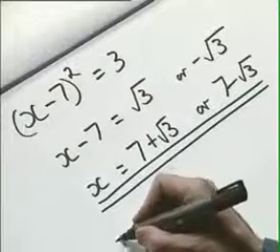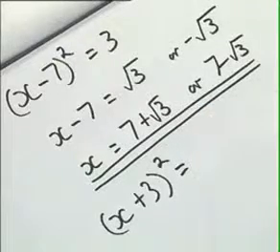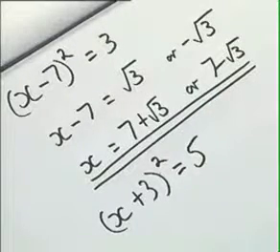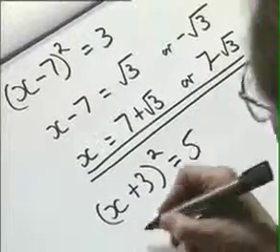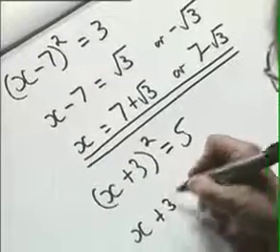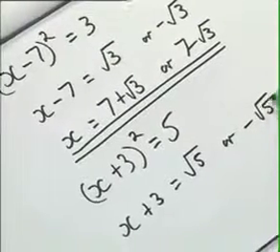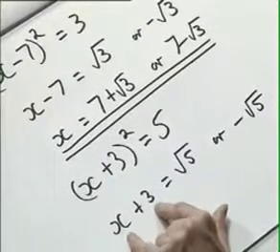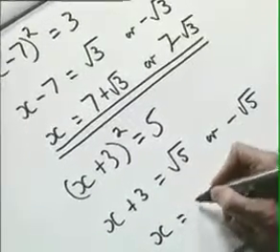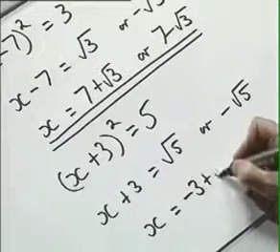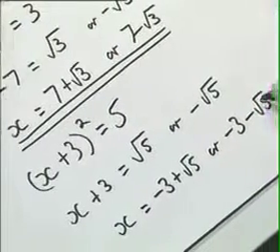Let's just have a look at another one. X plus 3 all squared is equal to 5. Again, this is a complete square. So again, we can take the square root. X plus 3 is equal to root 5 or minus root 5. And now to get x on its own, we need to take 3 away from each side. So we have x equals minus 3 plus root 5 or minus 3 minus root 5.